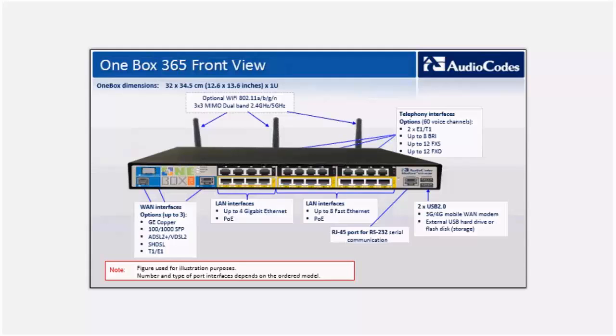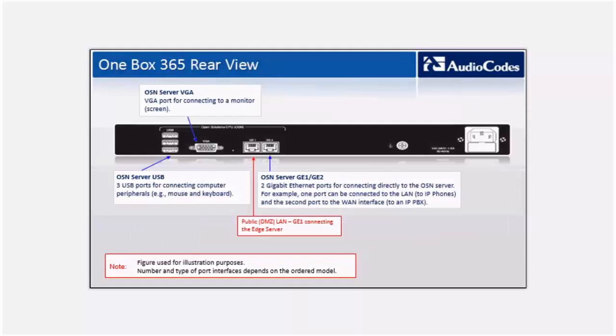You can see on the front all the LAN ports, and the black ports are the different TDM configurations based on what you ordered. If you look at the back side, you will see the connection to the server inside, the VGA, USB, and then two additional Ethernet ports, which are used for the edge server. Obviously, the edge server needs port separation, and the edge sits on a separate VM, and that's the edge server connection.